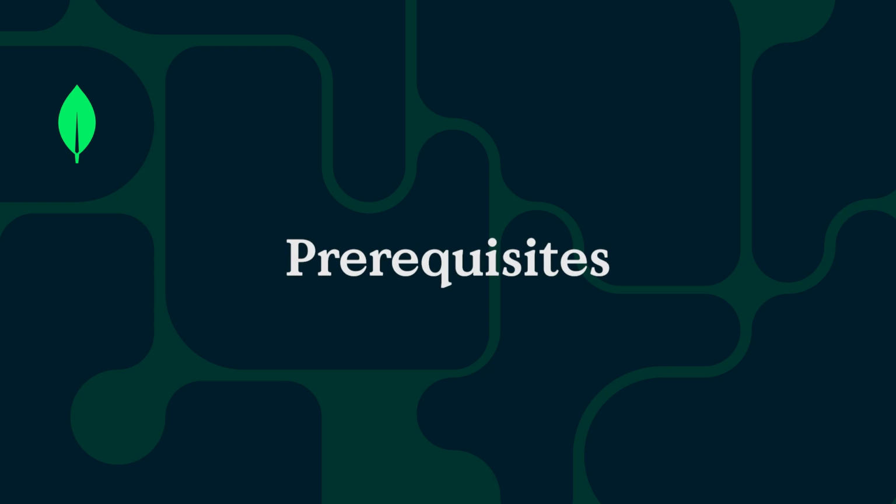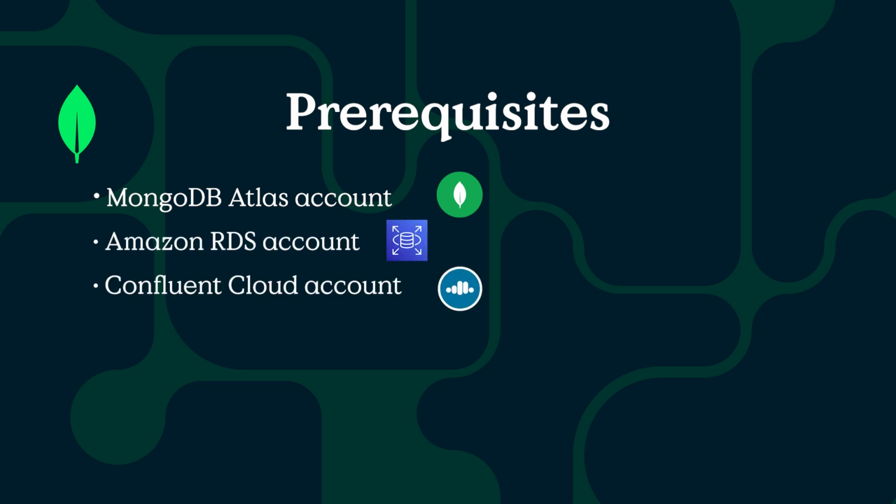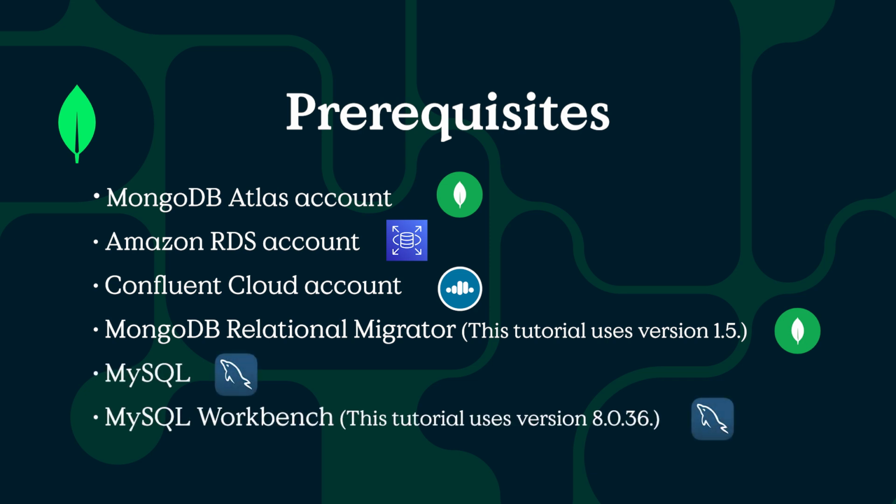You will need a handful of prerequisites in order to be successful in this tutorial. Your first prereq is having a MongoDB Atlas account, having an Amazon RDS account, having a Confluent Cloud account, downloading MongoDB Relational Migrator. This tutorial is using version 1.5.0, and then MySQL and MySQL Workbench. But you can use any relational database that you like.